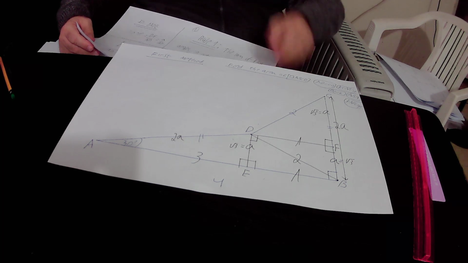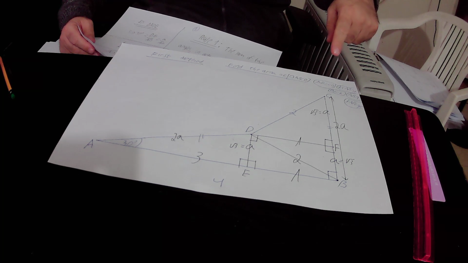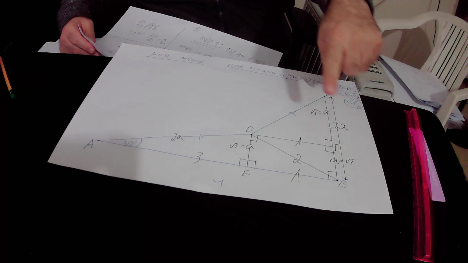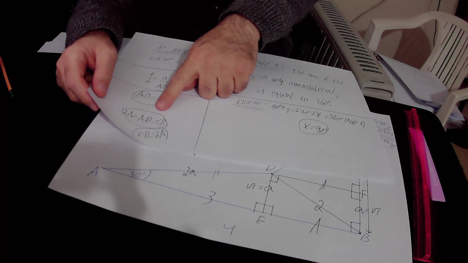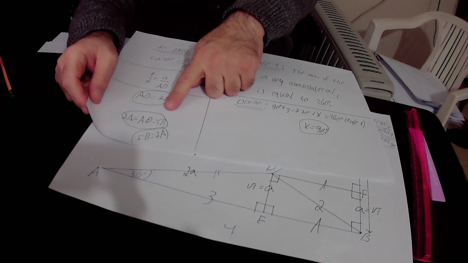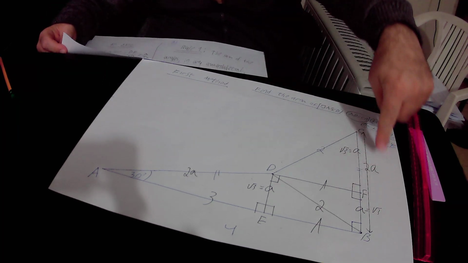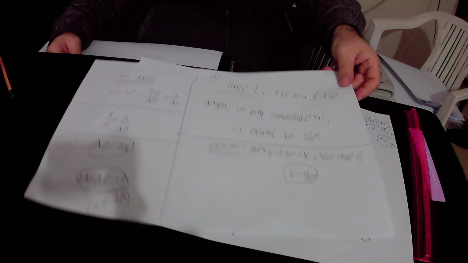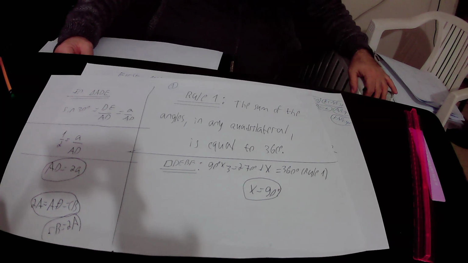But it is given in the question that AD equals CB. AD equals CB according to what is given in the question, and we found out that AD equals 2A. From this equation, we will derive that CB also equals 2A. CB equals 2A. Then I presented to you rule number 1.